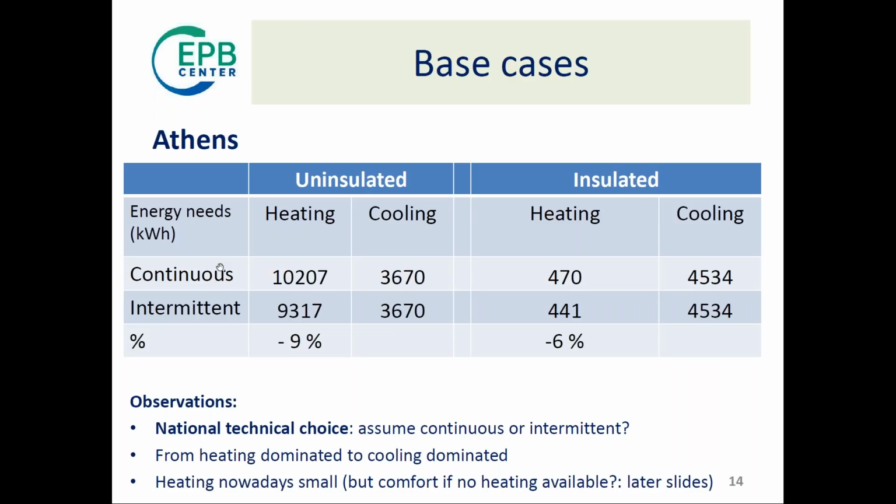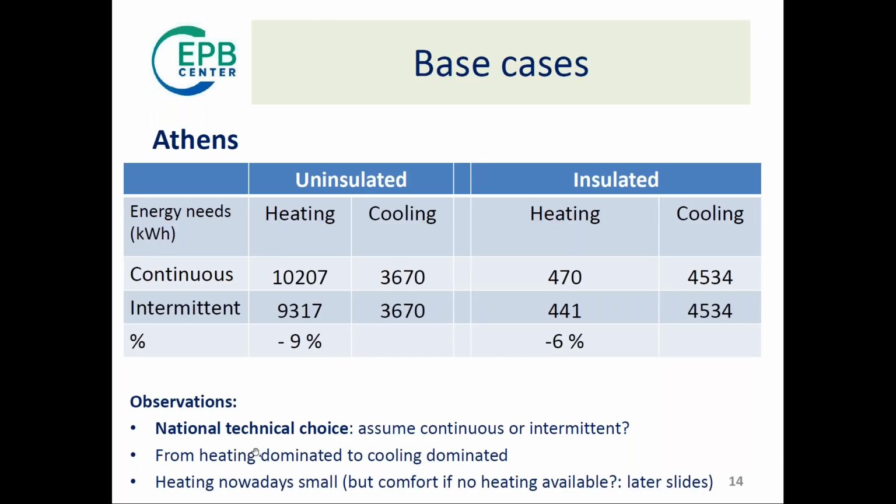And then you see a difference between continuous heating and intermittent heating, so meaning using a nighttime temperature setback. And here you see for the uninsulated case, what you gain in energy with intermittent heating is 9%, and for the insulated case, 6%. So the observations are, well, for the national technical choice of the method, you can assume continuous or intermittent heating. And you see here the effects. Depending on the national tradition, you could say, okay, we assume continuous heating because the difference is not so big, and this is more conservative, and maybe also in line with the national tradition.